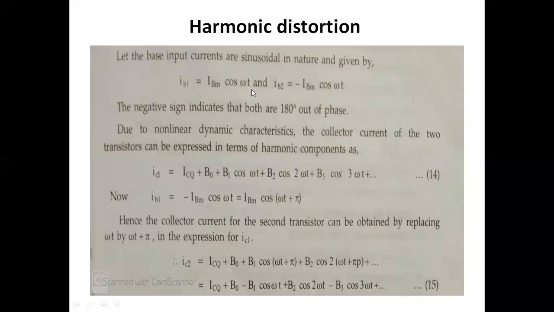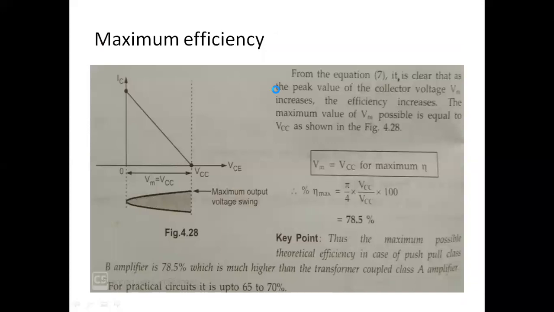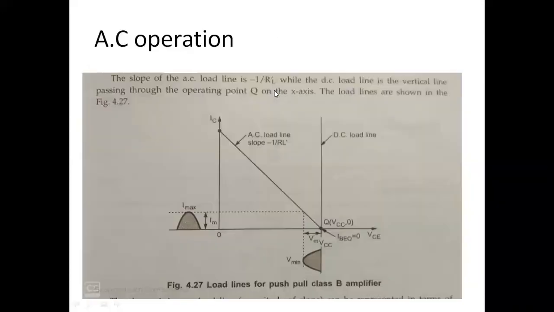That is the mathematical expression. At the same time, the base current of the second transistor is minus IBM cos omega t because the signal is shifted. That is, the positive half cycle becomes a negative half cycle because of the center tapped transformer. So that's why we get a minus sign in the expression. This is the base current of the first transistor and this is the base current of the second transistor.